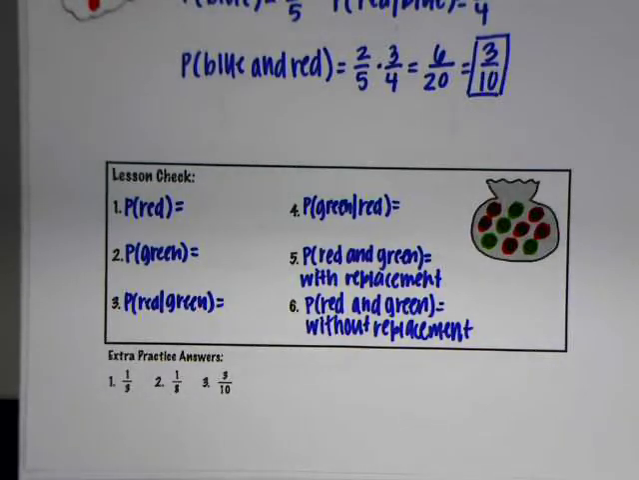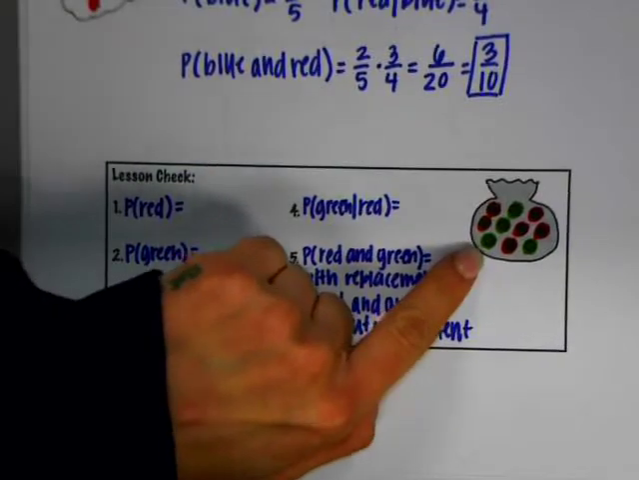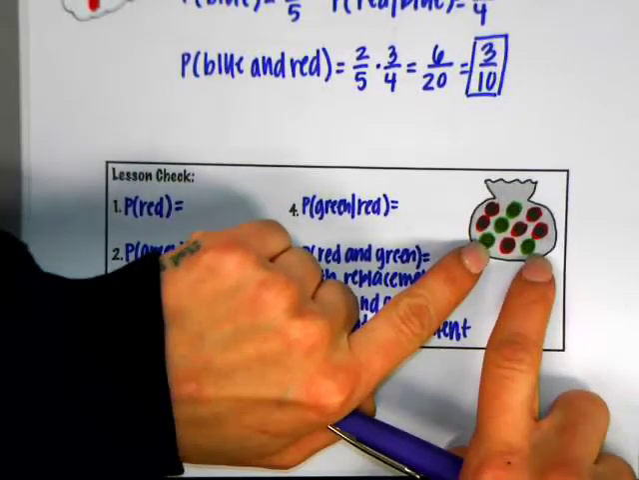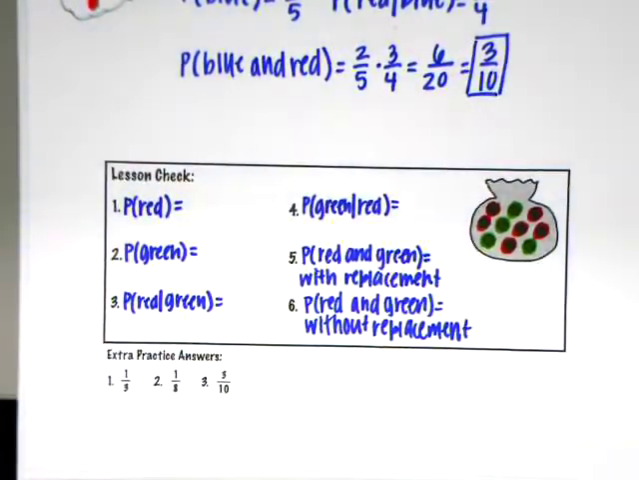Are you multiplying? For the last 2, 5 and 6, you should be multiplying 2 things together. No, which one was red? Oh, these 3 are green, and then this one's green. Yeah, the light ones are green, and the dark ones are red.